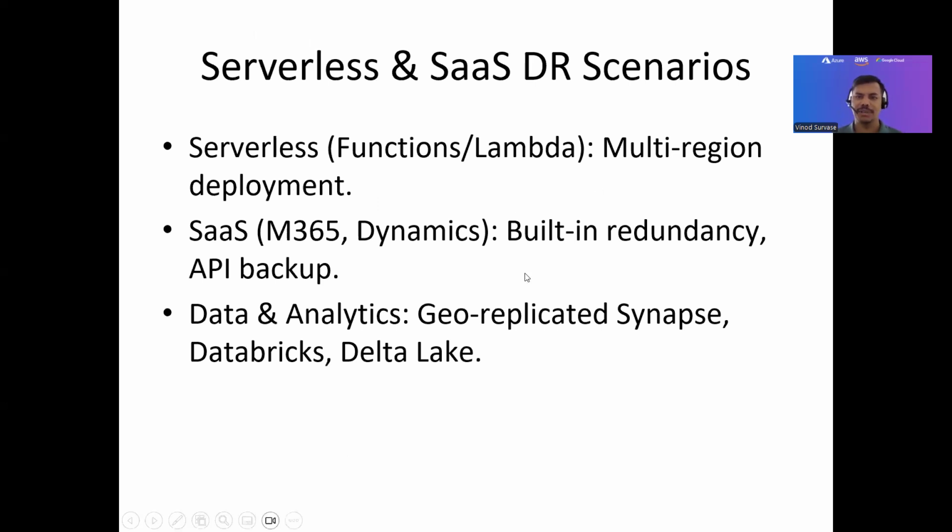On the serverless and SaaS based scenarios, you can see these are serverless functions, SaaS, and data and analytics situations, including Functions or Lambda in multi-region deployments. In SaaS, it is going to be built-in redundancy and API backup, and the underlying infrastructure is managed by the service provider, and the customer is going to manage data, identity, and systems, not the whole system, but the application layer, right? Similarly for data analytics, it is going to be geo-replicated Synapse, Databricks, and data lakes in the Azure context.